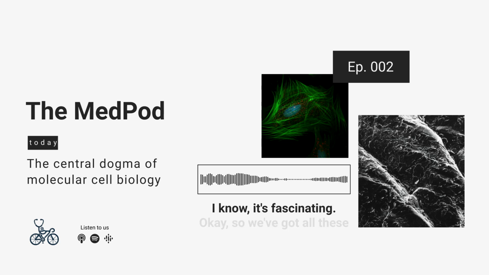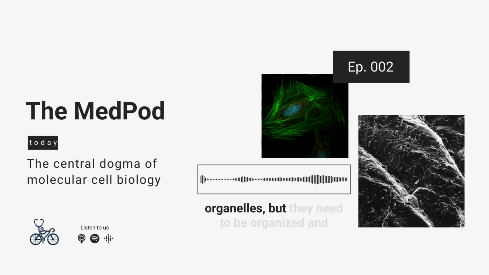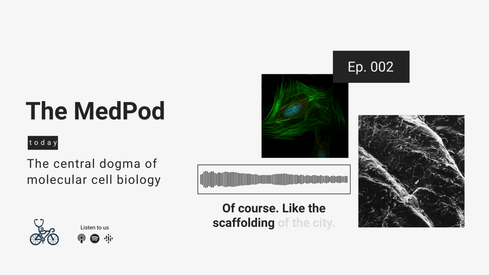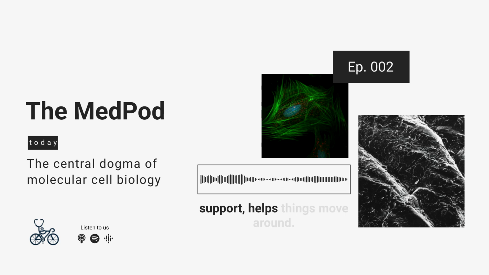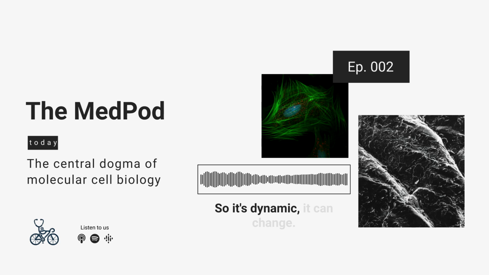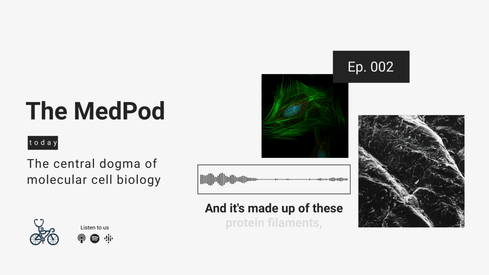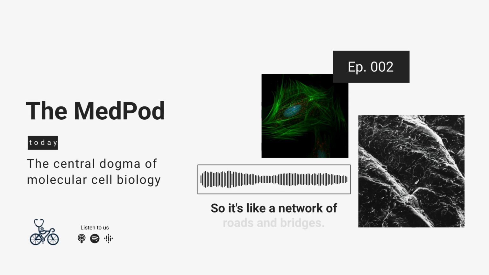I know, it's fascinating. Okay, so we've got all these organelles, but they need to be organized and supported. Right, of course, like the scaffolding of the city. Exactly. That's where the cytoskeleton comes in. It provides structural support, helps things move around. So it's dynamic, it can change? Oh, yeah. It's constantly adapting to the cell's needs. And it's made up of these protein filaments: microfilaments, microtubules, intermediate filaments. So it's like a network of roads and bridges. Exactly. Facilitating movement and communication within the cell.